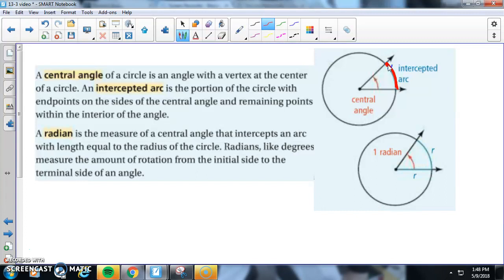A radian is the measure of a central angle that intercepts an arc with the length equal to the radius of a circle. Radians, like degrees, measure the amount of rotation from the initial side to the terminal side. So it's just another way to say the angle measurement.